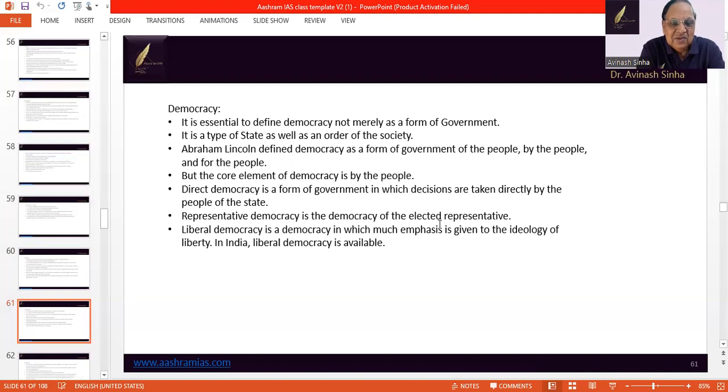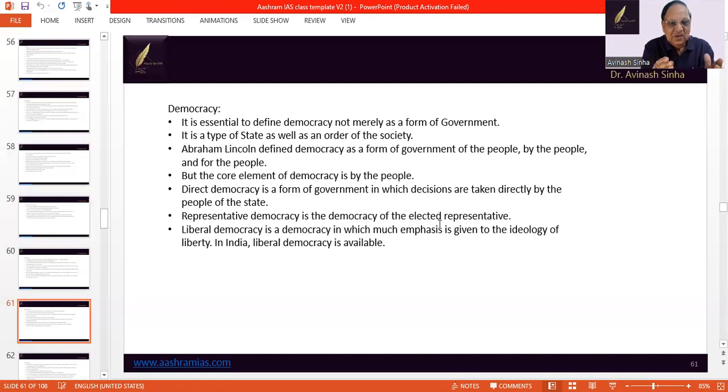Abraham Lincoln had defined democracy as a form of government of the people, by the people, and for the people. But the core element of democracy is by the people. So this is the central idea and condition and element of the democratic form of government.